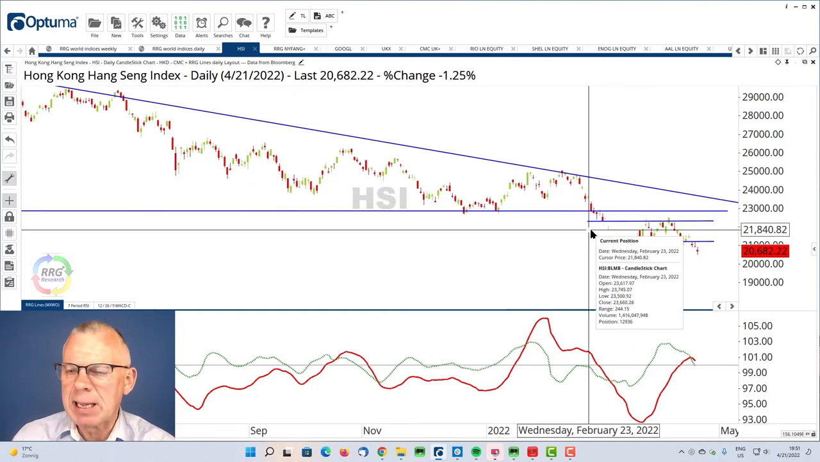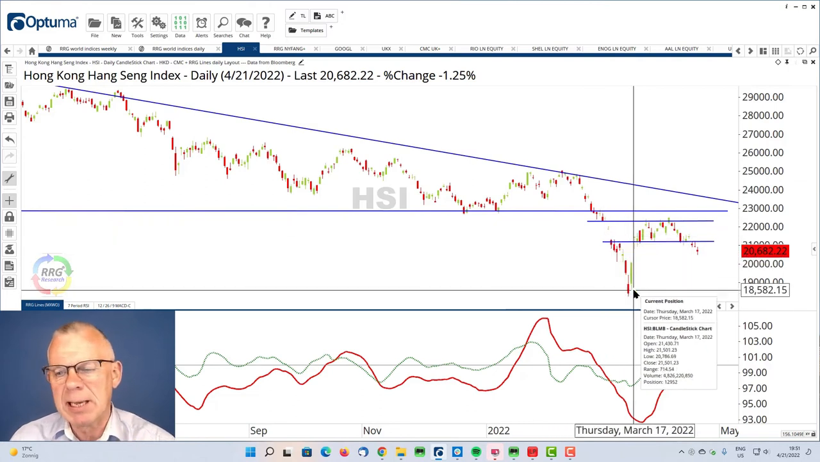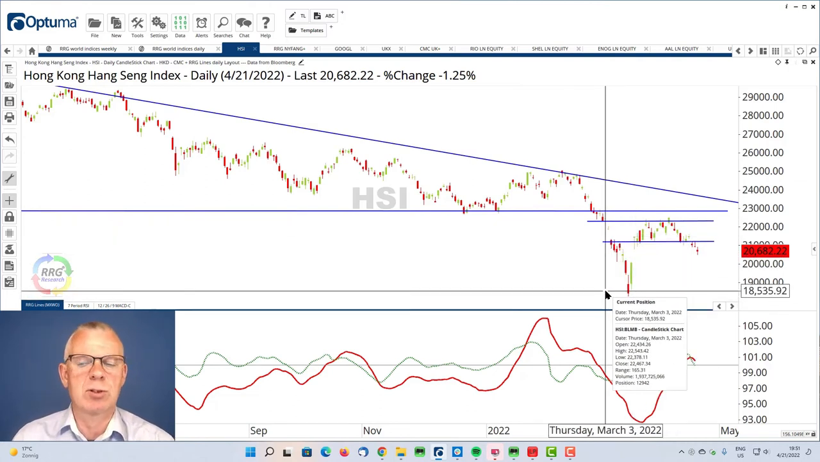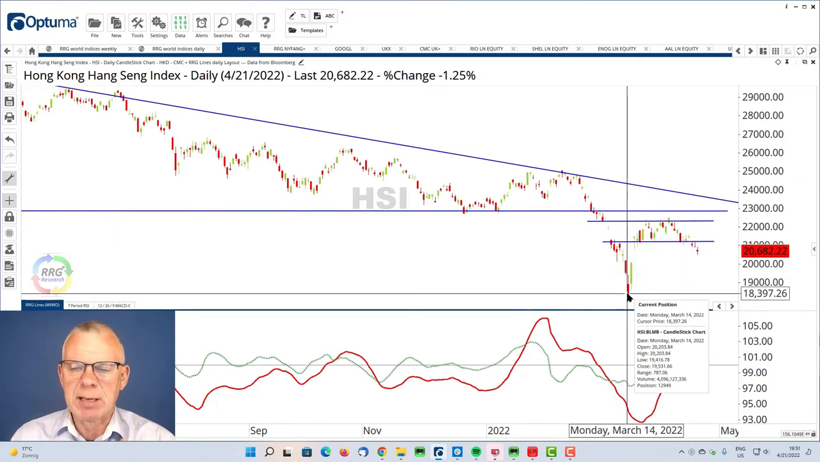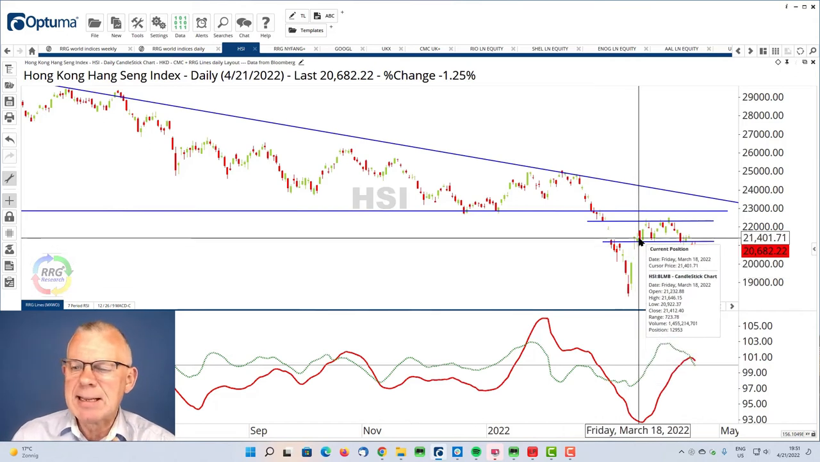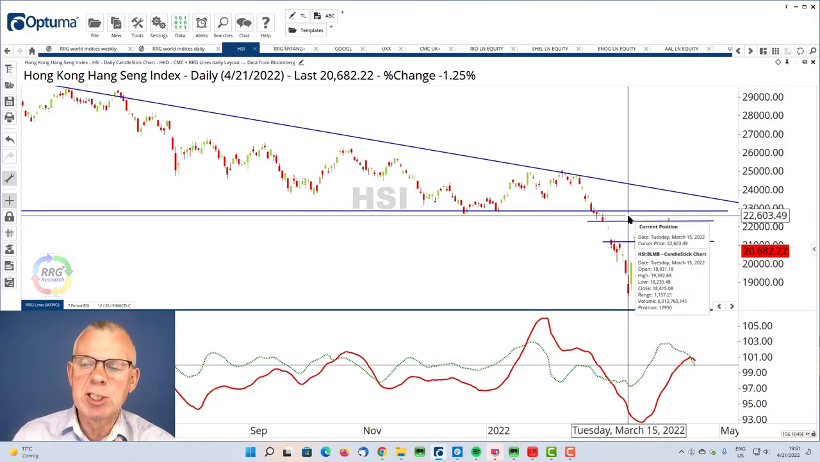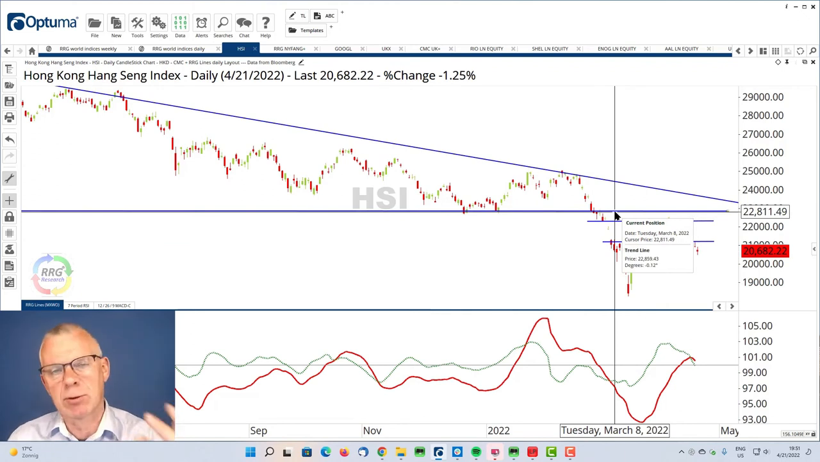And we had that big gap down, break below support and a big gap down at the start of March, first 2 weeks of March. And then we bounced. We had a very rapid bounce, and it never reached back to the breakout level. So that's the first sign of weakness.